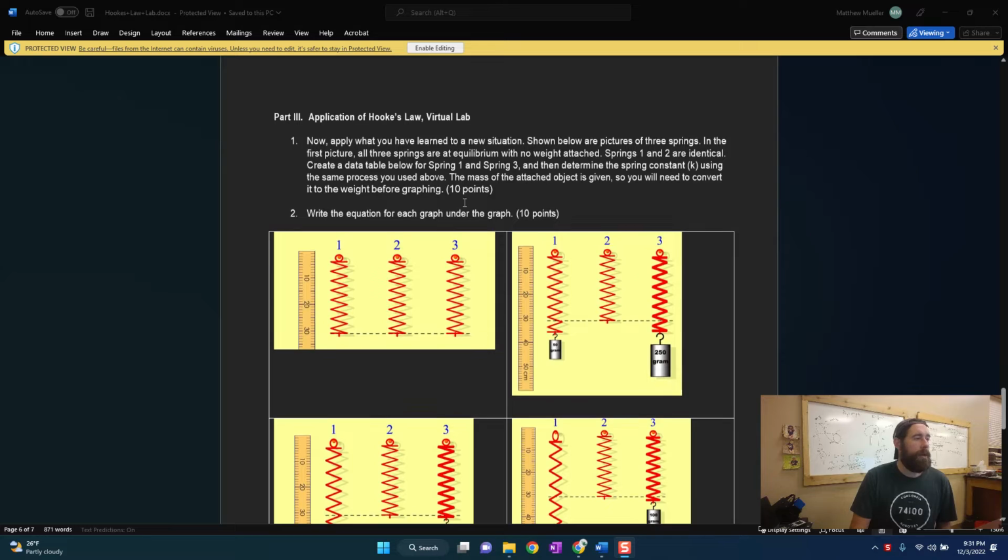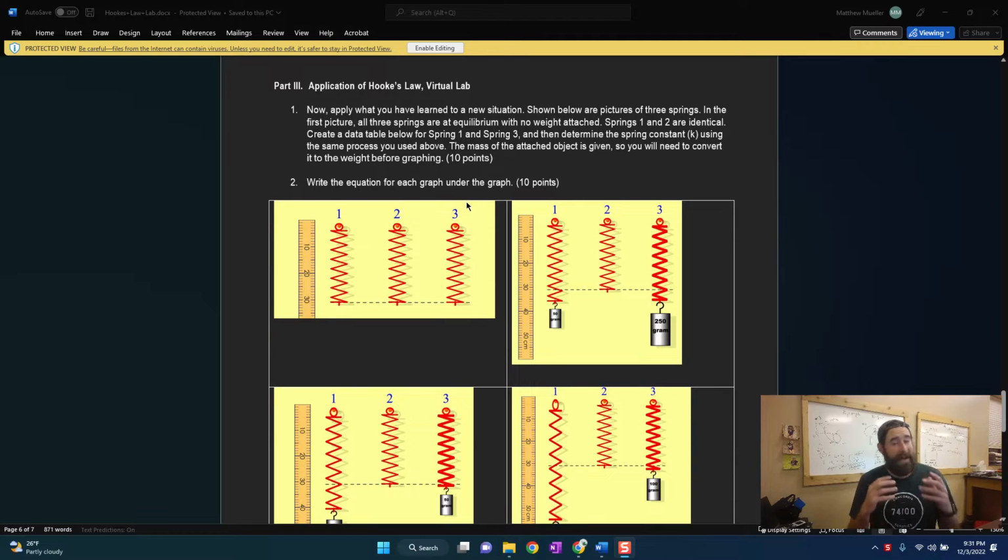All right, so first things first, we got to make sure we read the instructions really well. We're going to apply this law to a new situation. In the picture below, we have 3 springs. In the first picture, all 3 springs are at equilibrium with no weight attached, so that means they're going to be sitting at their natural length. Springs 1 and 2 are identical, so we know they are the exact same. We want to create a data table below for springs 1 and 3, and then determine the spring constant using the same process used above.